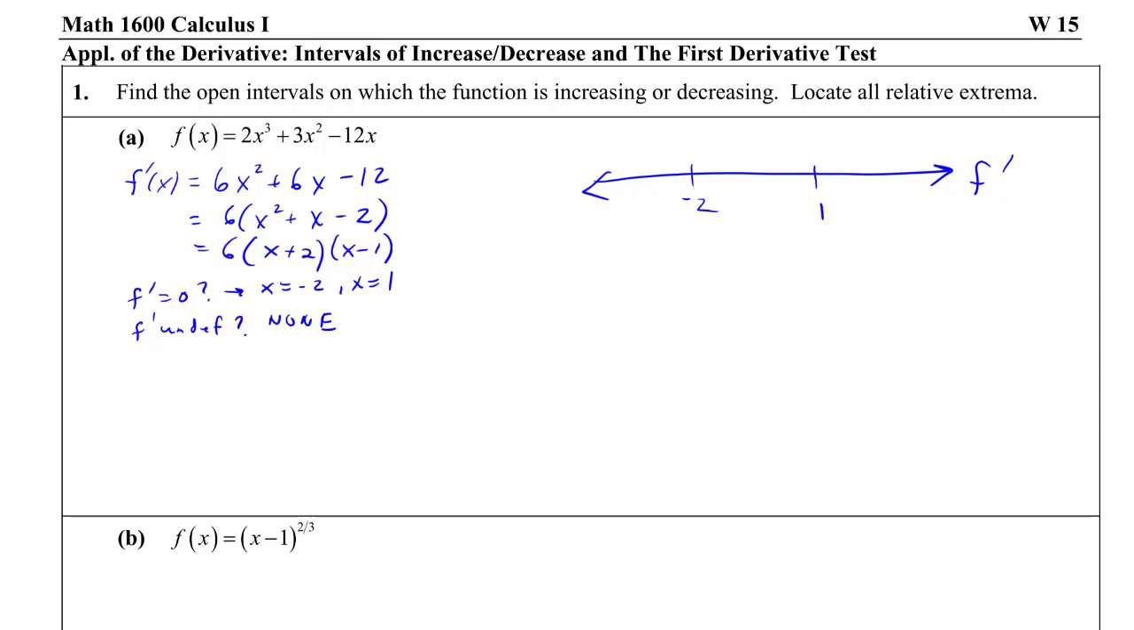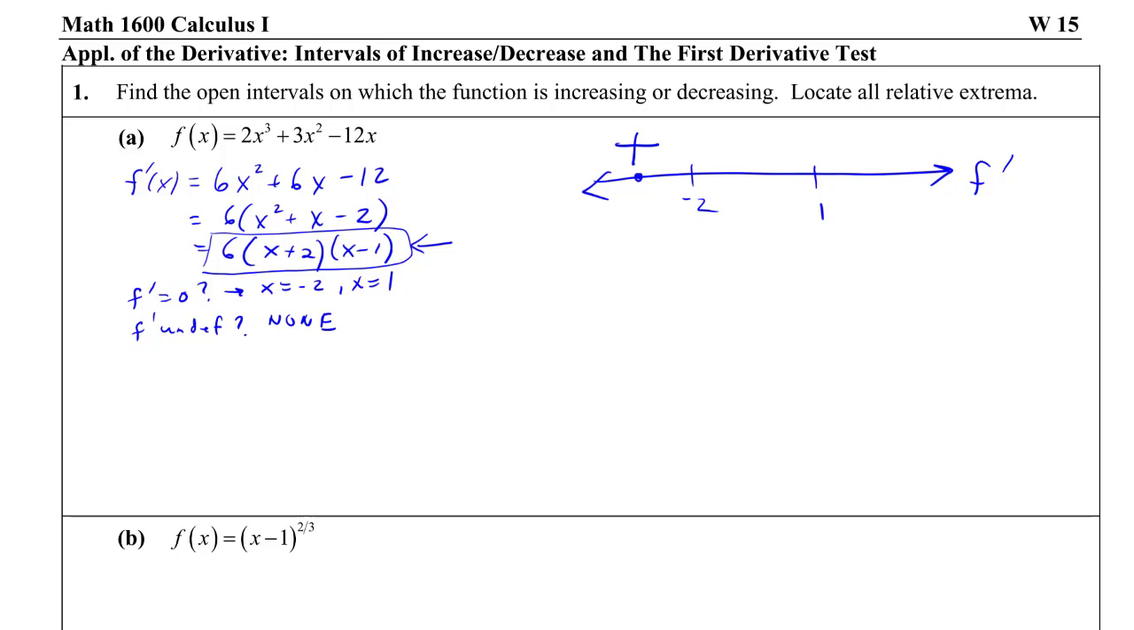Then we're going to go back to our nice factored form here and use that to plug in some numbers. So if I go somewhere in this interval here, maybe -3, and plug it into the derivative, the 6 isn't going to change its sign, so I can forget about that. -3 plus 2 is a negative. -3 minus 1 is a negative. Two negatives multiply to be a positive.